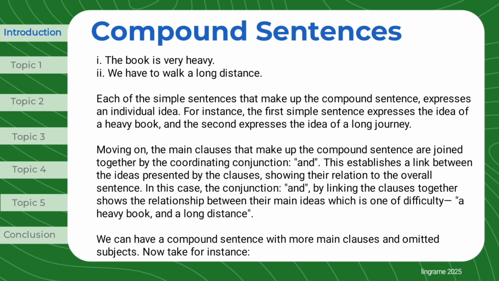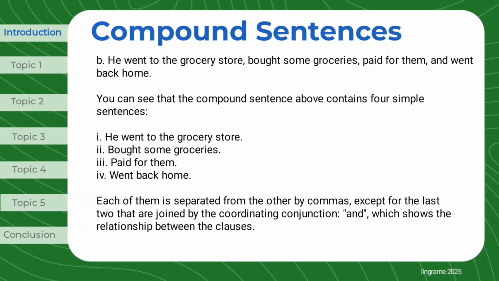We can have a compound sentence with more main clauses and omitted subjects. Now take for instance, he went to the grocery store, bought some groceries, paid for them, and went back home. You can see that the compound sentence above contains four simple sentences. He went to the grocery store, bought some groceries, paid for them, went back home.